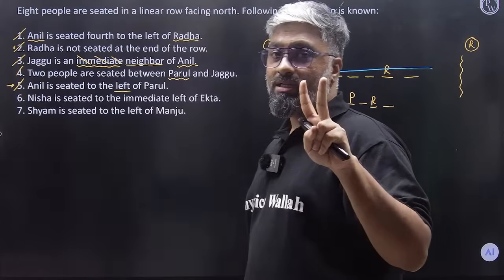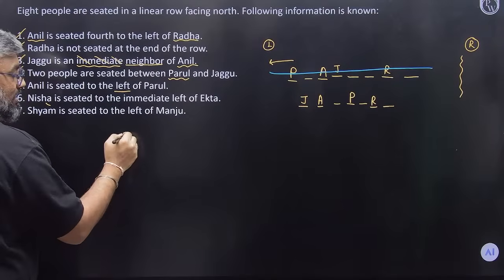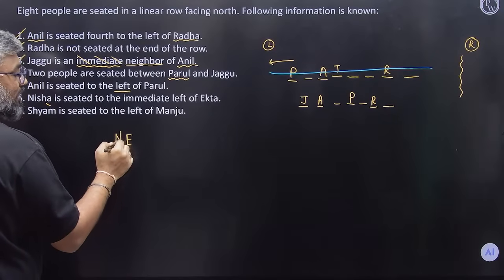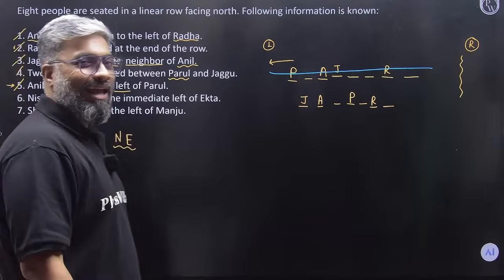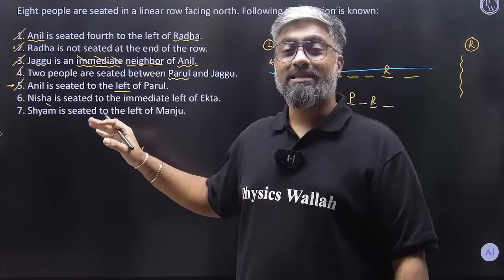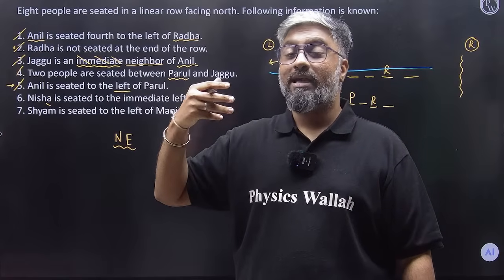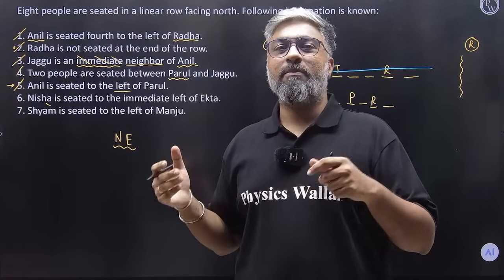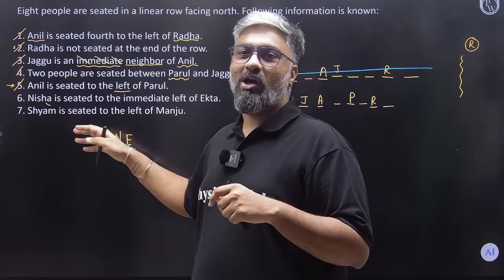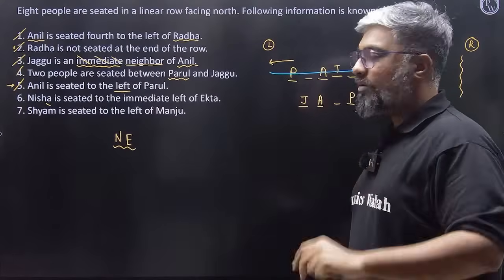Now I have 2 conditions. The first condition says Nisha is seated to the immediate left of Ekta. So if this is Ekta, immediate left of Ekta should be Nisha. That means N and E are like besties. These 2 girls do everything together. They'll come to school together, leave together, have lunch together. On Nisha's birthday, Ekta will always go along, and on Ekta's birthday, Nisha will always go along. So N and E should be together in that order always.